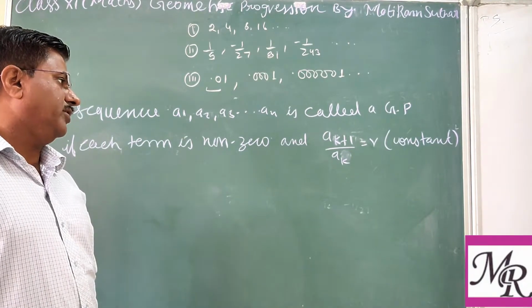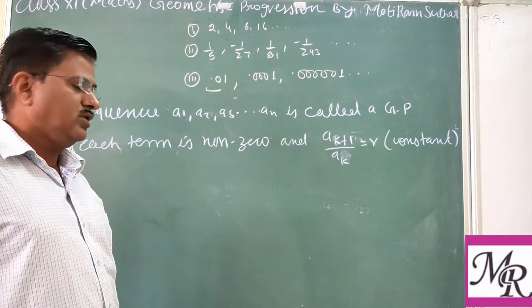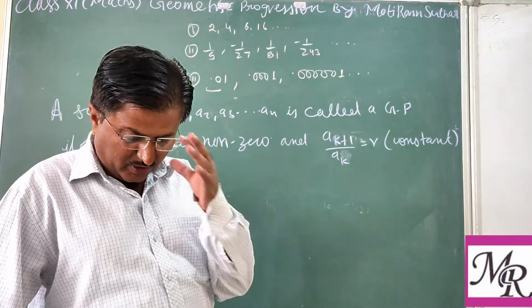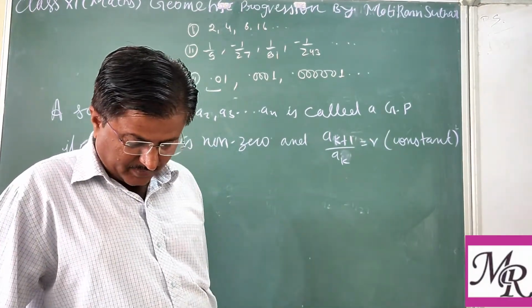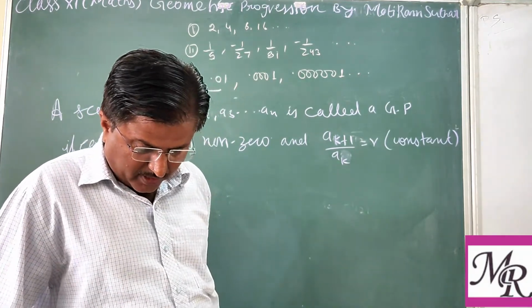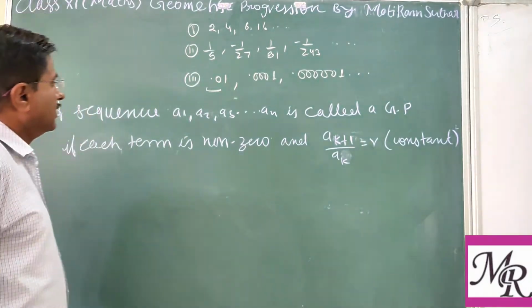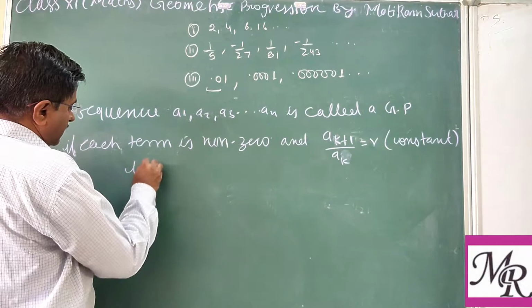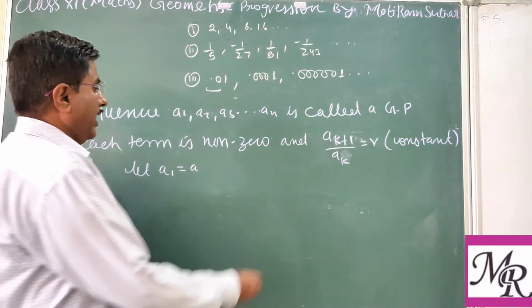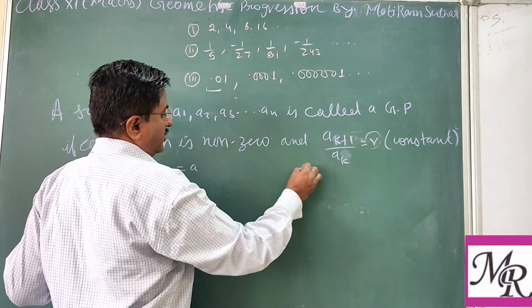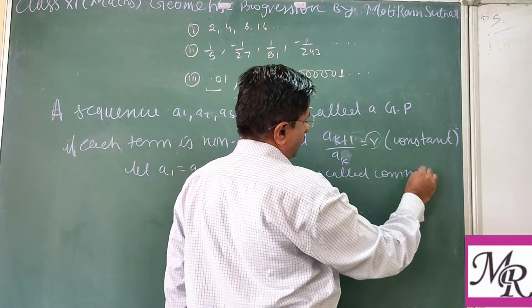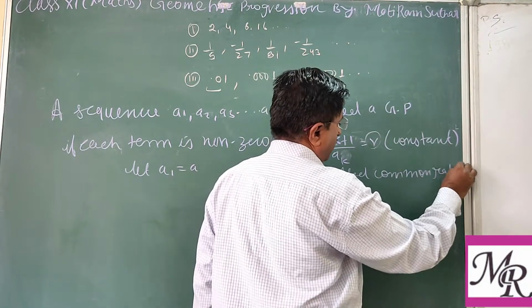This is the definition of the geometrical progression. A sequence is called a geometrical progression if each term is non-zero and the ratio of the succeeding term to the preceding term is always constant, which is R. Clear? So by letting A1 as A, we obtain a geometrical progression. Now suppose we let A1 equal to A, the first term is A, and this ratio R is called the common ratio.